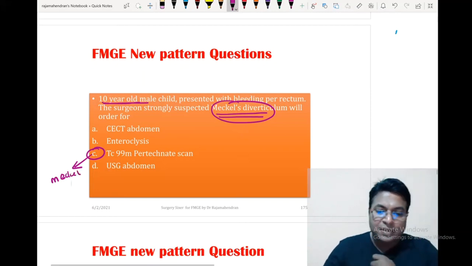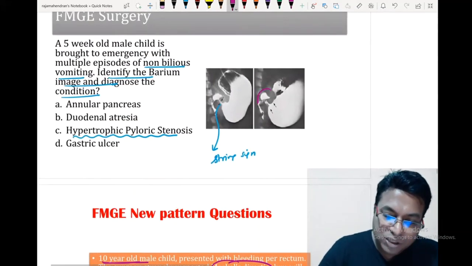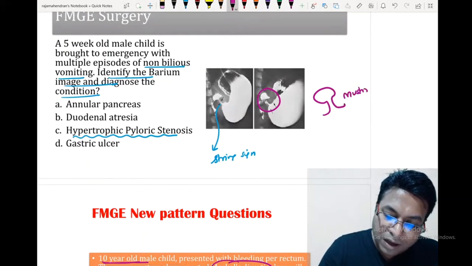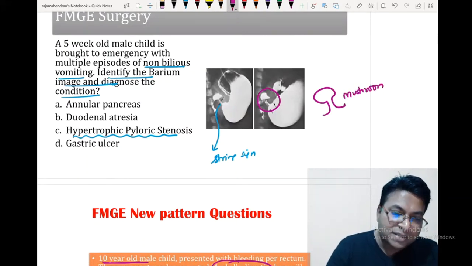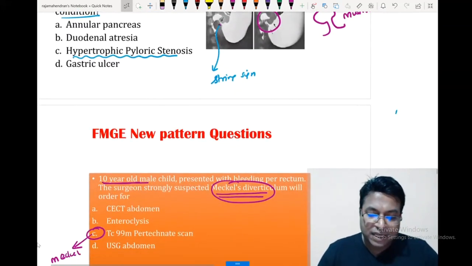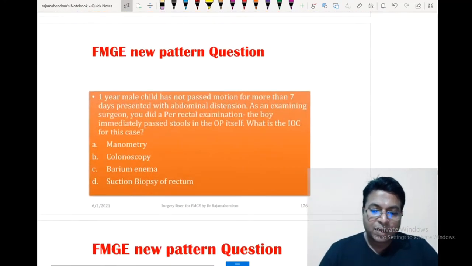Yes, I think yesterday Dr. Khalil sir would have told this as the mushroom sign. That's also nice. This is nothing but the mushroom sign, also known as the string sign. I used to call it the string sign. So this is the technetium 99m scan, a straightforward question.